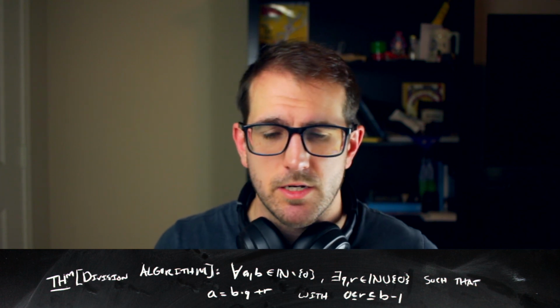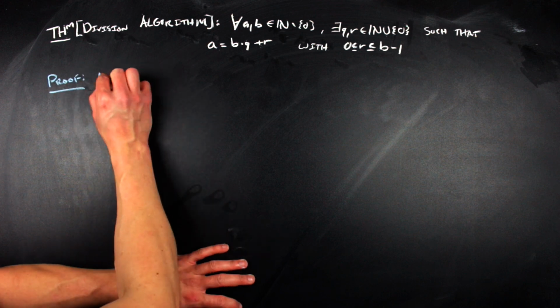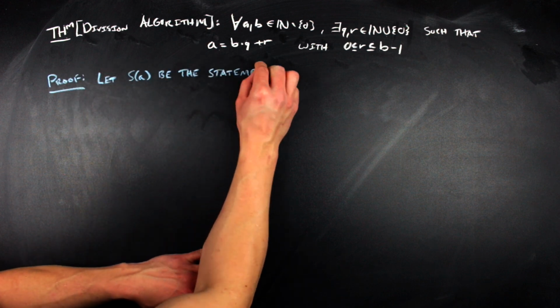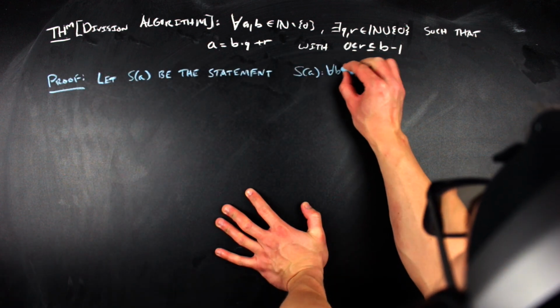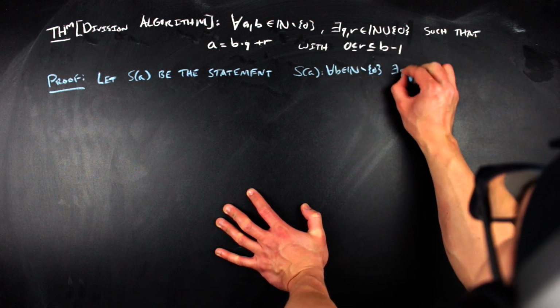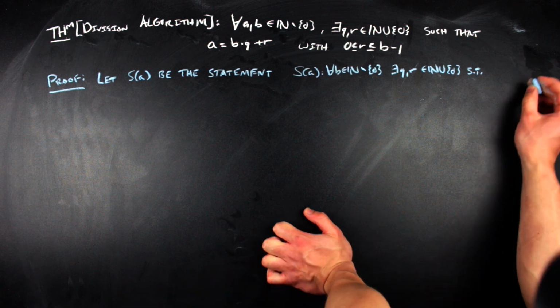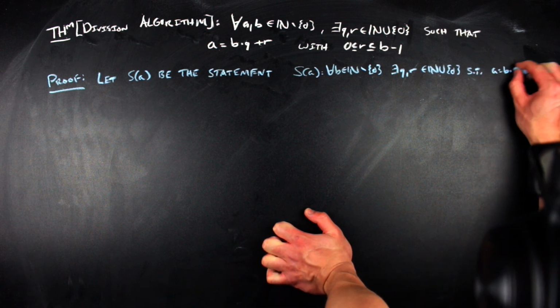So again, to start an induction argument, we go ahead and say this is what our statement is going to be. Our S of A is going to be the statement for a particular A, that for every b a natural number not equal to 0, there exists a q and r possibly 0, such that a can be expressed as b multiples of q plus r.